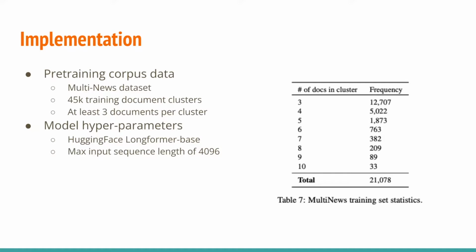And for the hyperparameters, they use the Hugging Face Longformer base as their model, so they didn't implement a new model. And for this work, the max input sequence length is 4K.